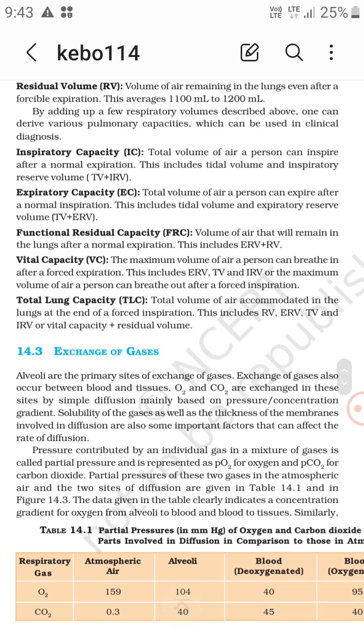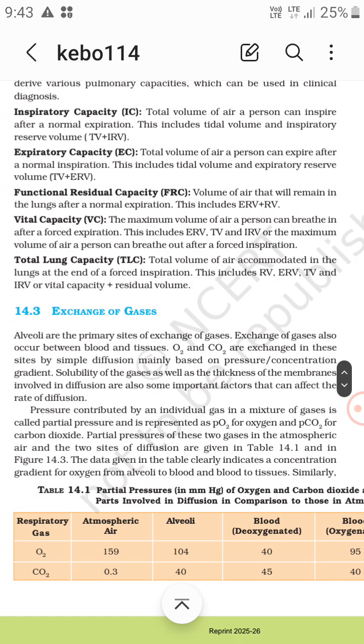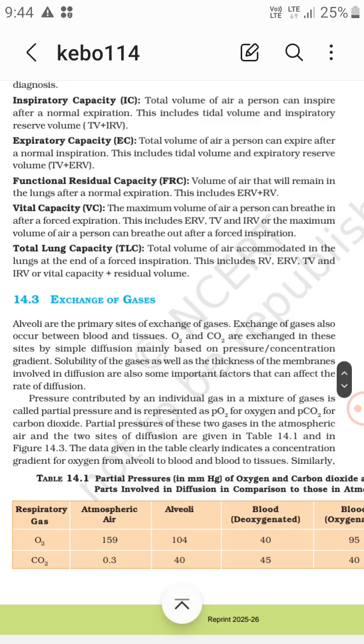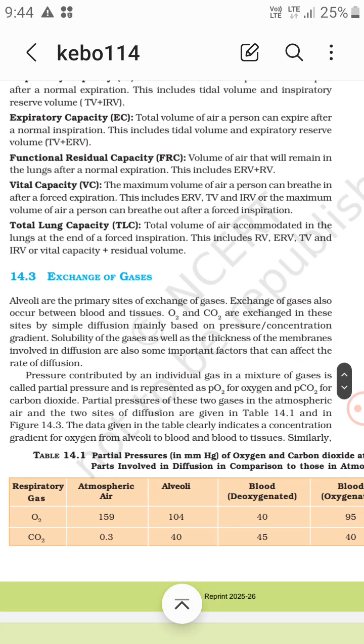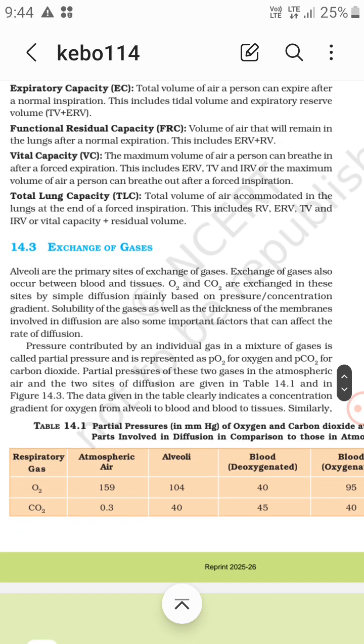Just remember this, right? Now vital capacity is the maximum volume of air a person can breathe out after a forced inspiration. This includes ERV, TV plus IRV. So when I breathe in maximally, how much I can expire with the same force? So this is like maximum to maximum. So this is vital capacity, that is ERV, TV and IRV.